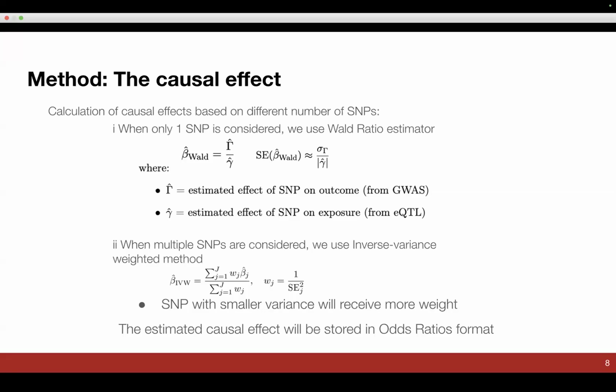While we are handling multiple SNPs, we'll use the inverse variance weighted method. That is based on the Wald ratio we derived before, and we add a weight to it. Intuitively, a SNP with smaller variance will receive more weight. And after these calculations, the estimated causal effect will be stored in the format of an odds ratio.